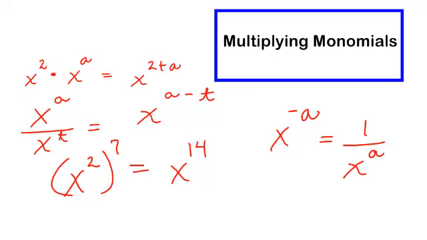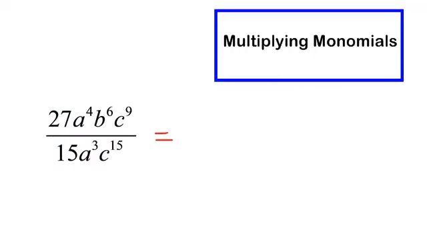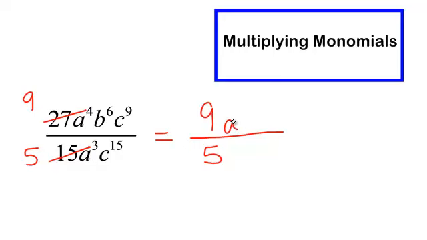Let's try to do a couple of problems. Okay, I'm not changing the rules for these coefficients, these regular numbers. Remember, the rules I have learned are dealing with monomials and exponents. I just reduced these just like I did in 3rd grade. 3 will go into 27 9 times, and 3 will go into 15 5 times. So that will be 9 over 5. Now I'm going to go strictly by my rules with the variables. I have a in the numerator and the denominator, the same base. So I'm going to take the 4 minus the 3.